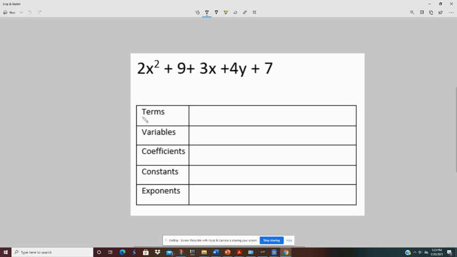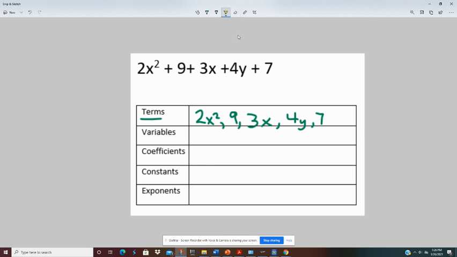So first we're going to look at terms. And terms are just each part. So everything that is separated by a plus or a minus sign, if there were minus signs, is a term. So 2x squared is a term. Then we have a plus, then 9 is a term, 3x is a term, 4y is a term, and 7 is a term.